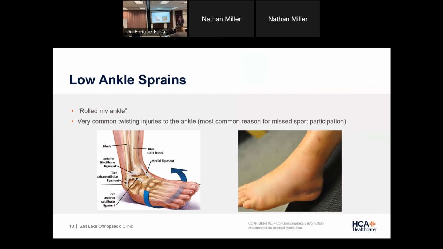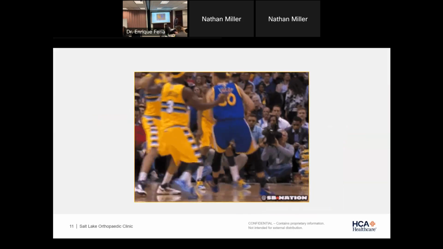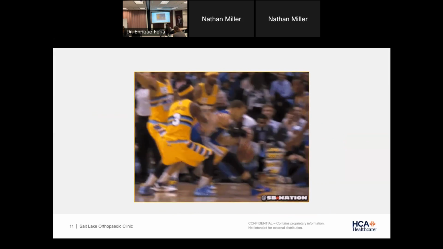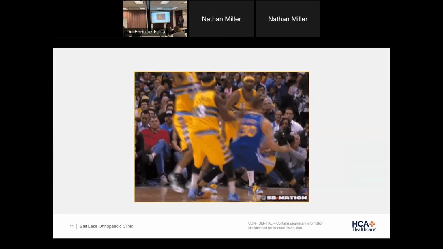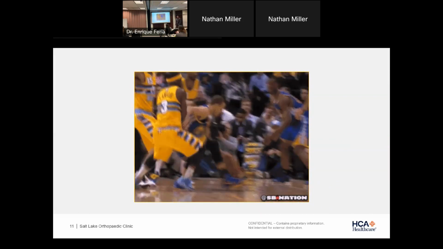So again, low ankle sprains, that's what you typically think of when you roll your ankle. It's a very common twisting injury to the ankle, and happens to be the most common reason for missed sports. People that have ankle sprains typically have your foot pointing down and roll over it, and you tend to have bruising and swelling like you see in the picture here. People oftentimes, if it's a severe enough sprain, have a hard time putting weight on it. And because of the swelling, they get stiffness in their ankle as well. This is just a video showing you Steph Curry rolling his left ankle. And when it's a sprain that bad, it's not uncommon for it to take a few weeks to fully recover from.